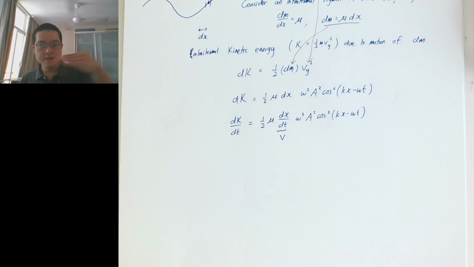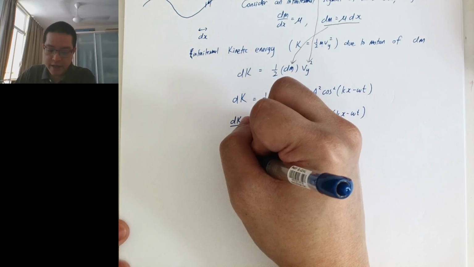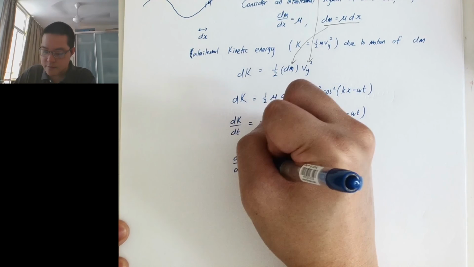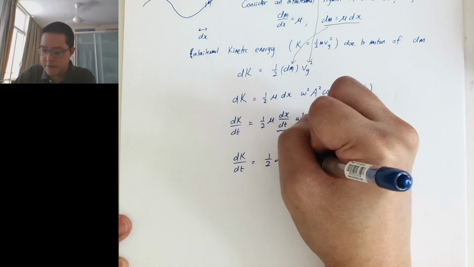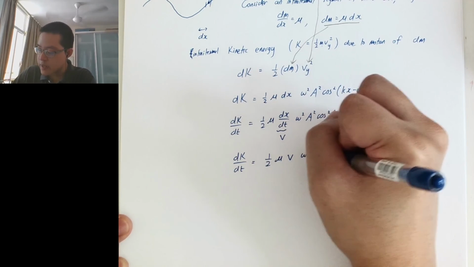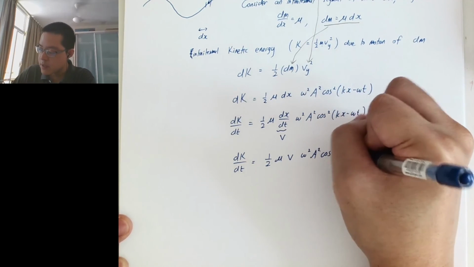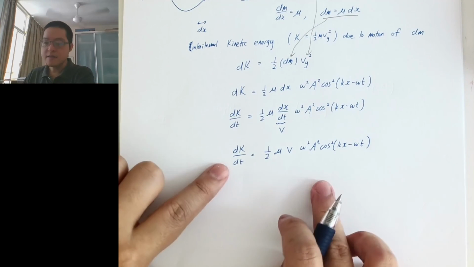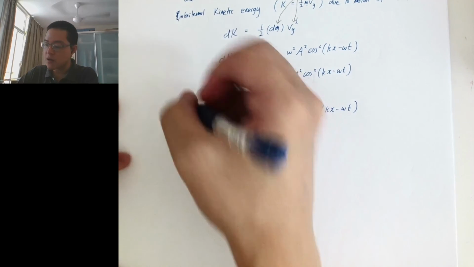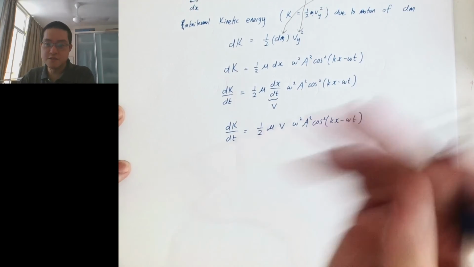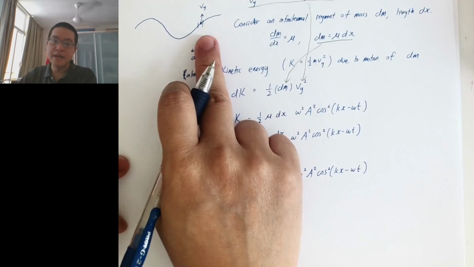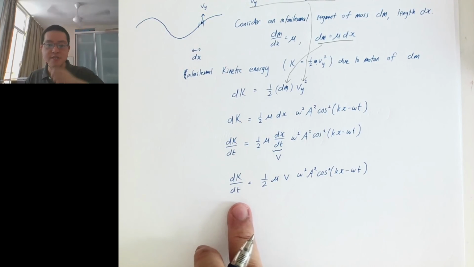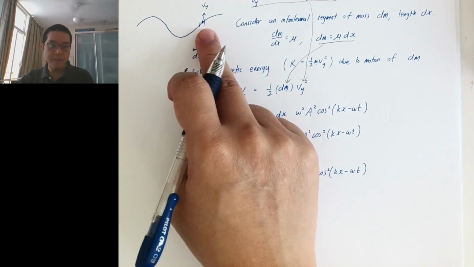So the velocity is the wave propagation velocity. So I have found that my dK/dt is equal to half mu v, and then I got omega squared A squared cos squared (kx minus omega t). Okay, so this is the rate of kinetic energy transfer through the point of dx, because I'm calculating how much this kinetic energy is changing over time of a particular segment.